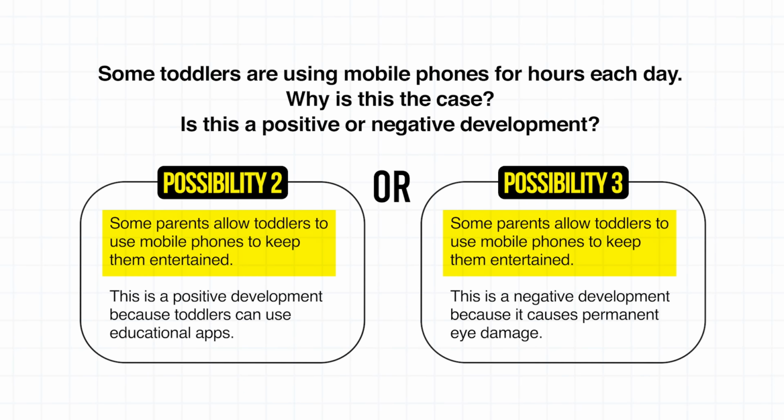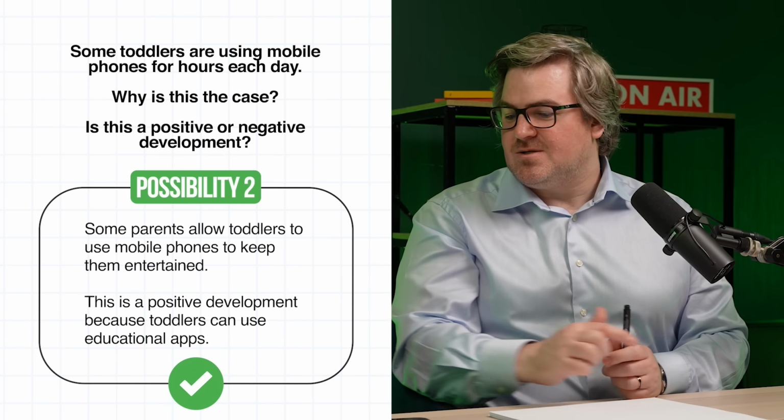So then it's really the difference between this one and this one. This is a negative development because it causes permanent eye damage. I don't think it causes permanent eye damage. Good. So this is an example of something that many people believe. But remember, in an essay, we have to explain it and we have to give an example. So it would be quite difficult to explain how, unless you're a doctor, unless you're an expert on the eye and how it interacts with screens. It would be very difficult for you to actually prove that. And it would be difficult to think of an example. So this one is the best one.